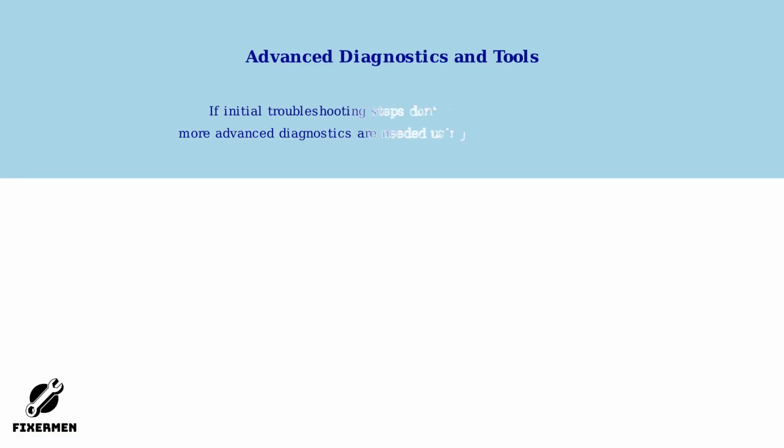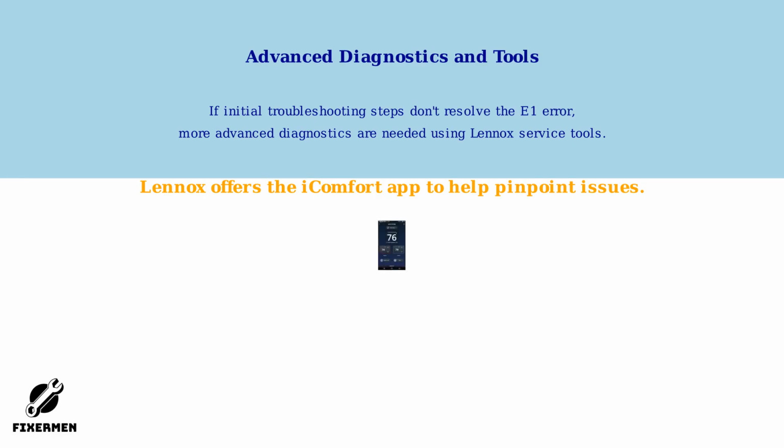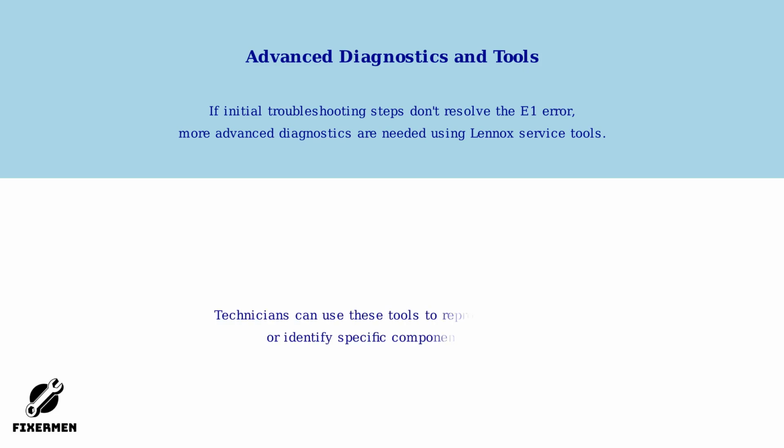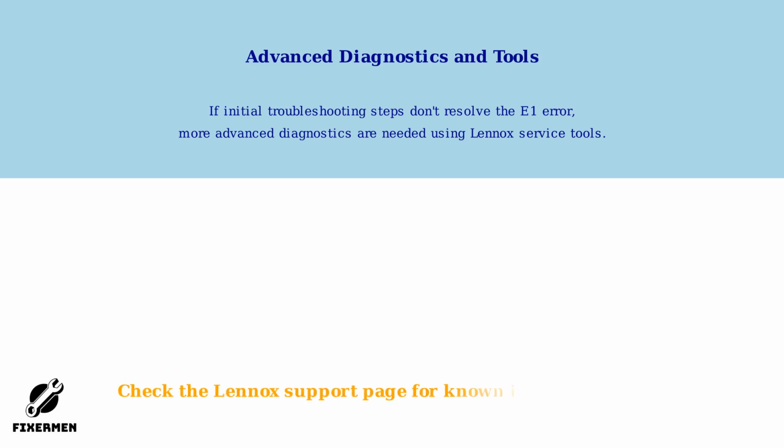If the initial steps don't resolve the E1 error, more advanced diagnostics are needed. Lennox offers service tools like the iComfort app, which can help pinpoint the issue. Technicians can also use these tools to reprogram the board or identify specific component failures. Consider using the Lennox support page to see if your unit has issues or known recalls.